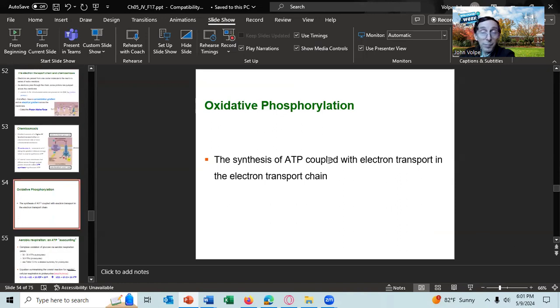The electron transport chain is also called oxidative phosphorylation because phosphorylation is the combining of a phosphate group to a molecule, and we combine it to ADP to make ATP. And then it's happening in the presence of oxygen, which is why it's called oxidative phosphorylation. Like I said, I don't use this term because it's too different from the electron transport chain.